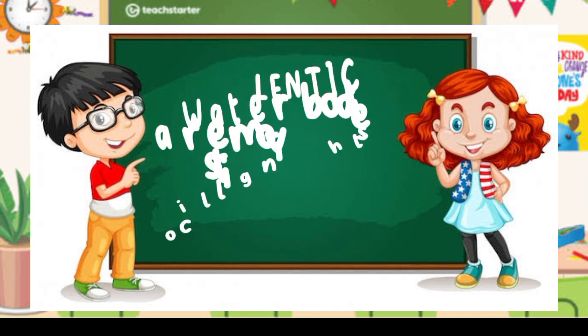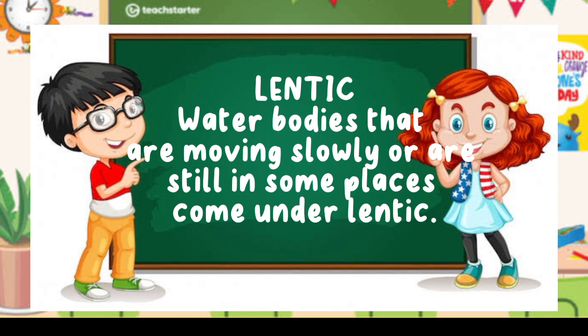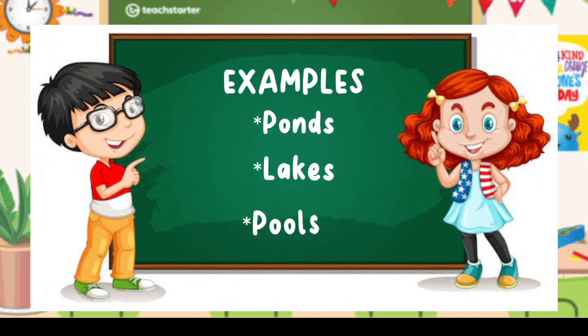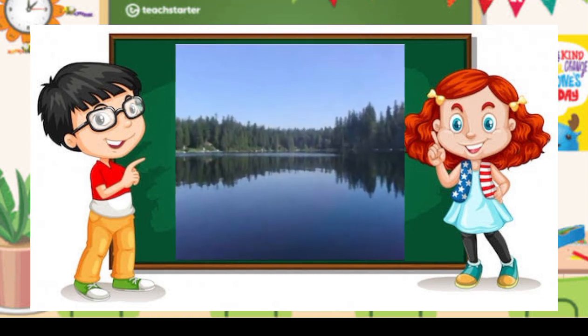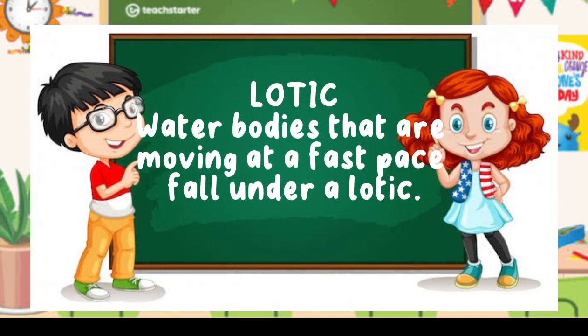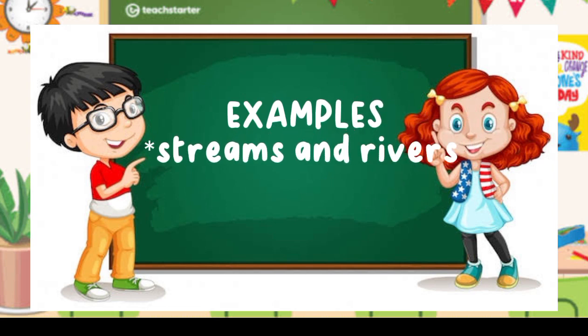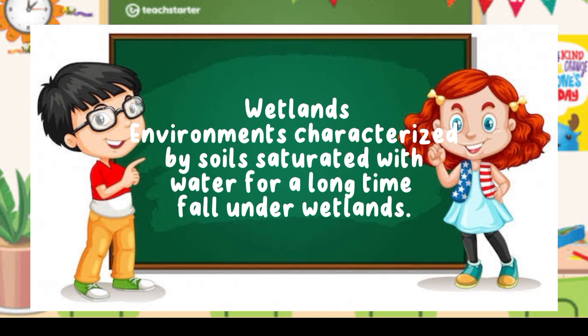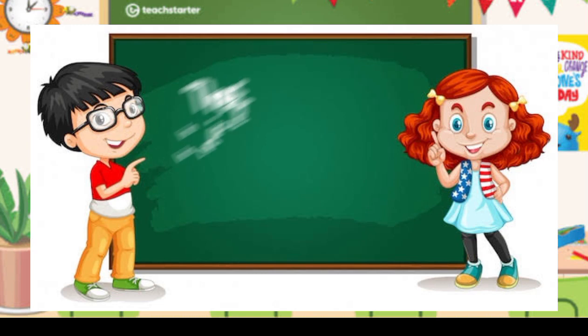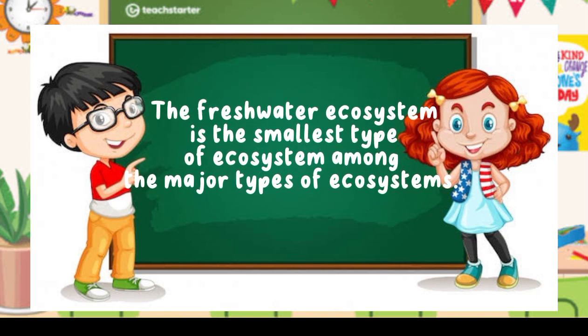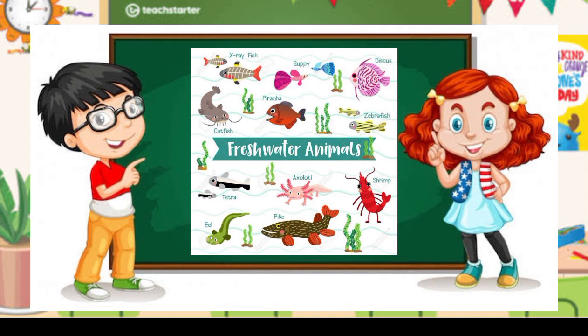Lentic. Water bodies that are moving slowly or are still in some places come under lentic. For example, ponds, lakes, pools, and others. Lakes are known as large water bodies and are surrounded by land. Lotic. Water bodies that are moving at a fast pace fall under lotic, for example, streams and rivers. Wetlands. Environments characterized by soil saturated with water for a long time fall under wetlands. The freshwater ecosystem is the smallest type of ecosystem among the major types of ecosystem, and there is usually no salt content in the freshwater ecosystem. Besides, it consists of many insects, small fish, amphibians, and various plant species. Plants help provide oxygen through photosynthesis and also provide food for the organisms living in this ecosystem.